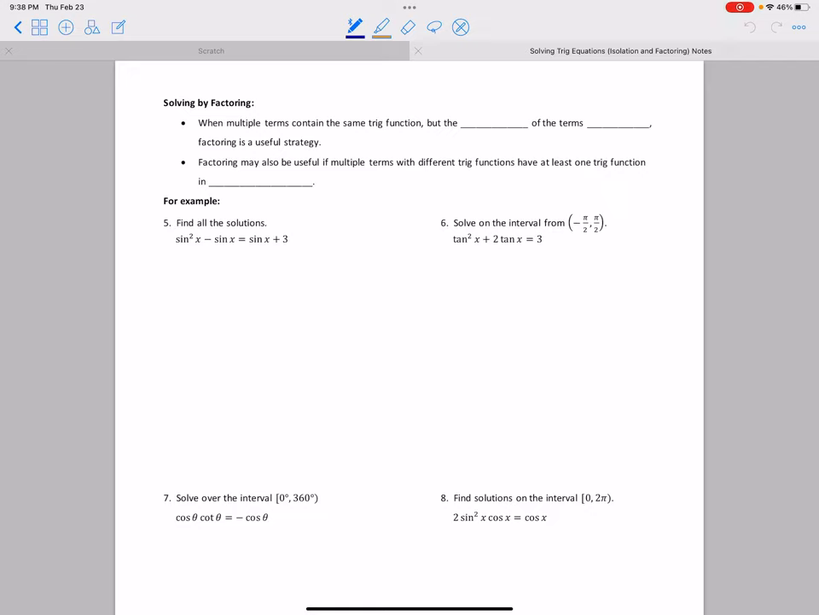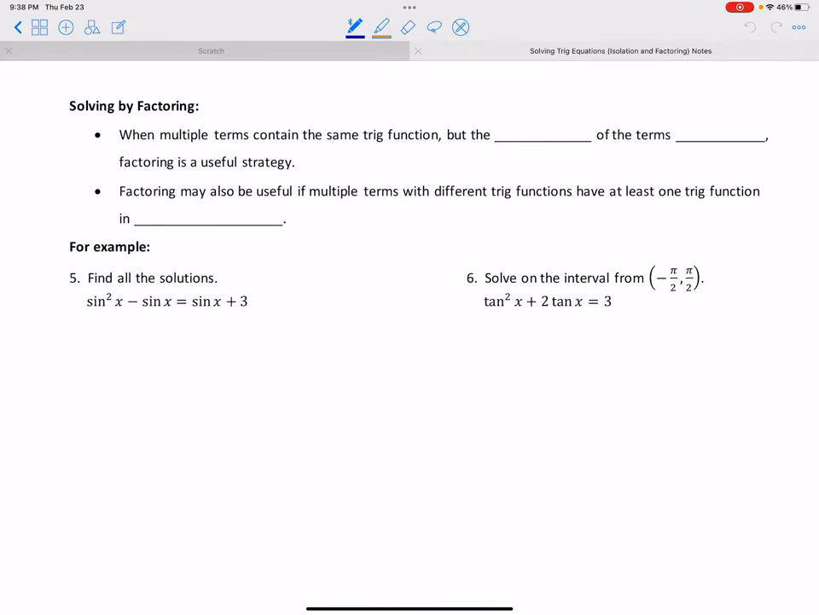So, as soon as you have multiple terms in your trig equations, you're going to have to change your approach. You can't get two different terms that have trig functions in them both alone, especially if you can't combine any like terms. Okay, so factoring is going to be a useful approach when you have multiple terms that have the same trig function, but their degrees are varying. So if the degree varies, then we're going to try to factor.